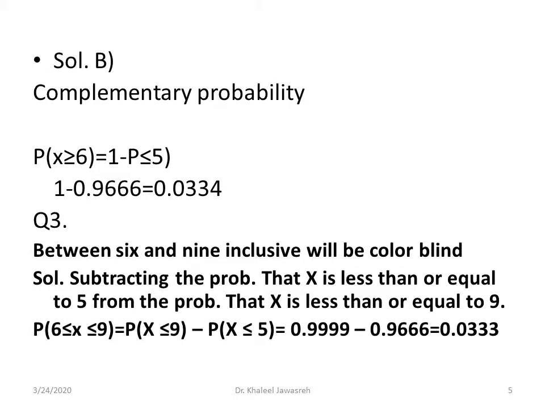From the table directly, the probability of x greater than or equal to 6 and less than or equal to 9 will be the probability of x less than or equal to 9 minus the probability of x less than or equal to 5. And from the table directly, the probability of x less than or equal to 9 will be 0.999, minus the probability here, 0.966, also from the table, which will yield 0.033. This is the main answer of this question.